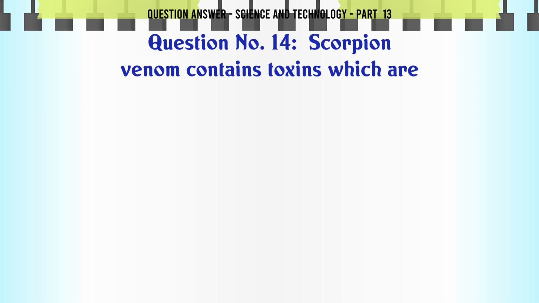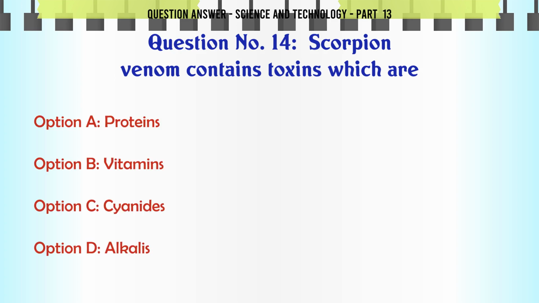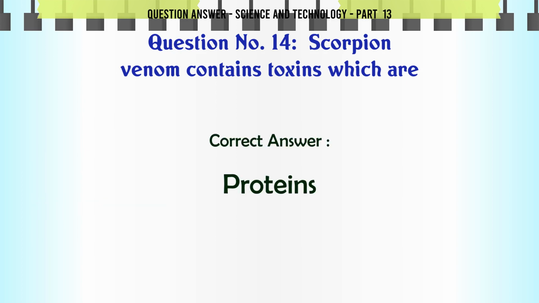Scorpion venom contains toxins which are A. Proteins. B. Vitamins. C. Cyanides. D. Alkalis. The correct answer is proteins.